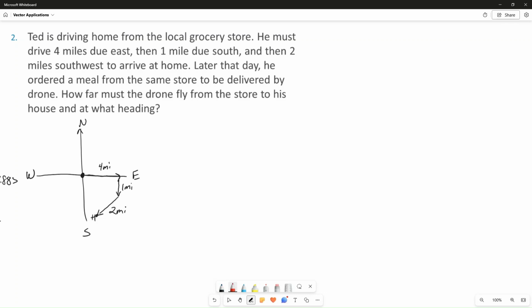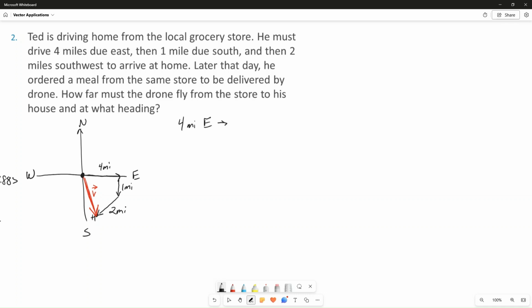And wherever that point is, that's where our drone is going to have to fly, right? The drone doesn't have to follow the street directions. It can just fly in a straight shot. So we want to figure out what that is going to be. To do that, notice that the drone vector, which I'll just call V here, is really just the sum of the 3 vectors that Ted has to drive. So let's try to figure out what those 3 vectors are that Ted drives, and then add those together. And that will give us the vector for the drone. Okay. So 4 miles due east.